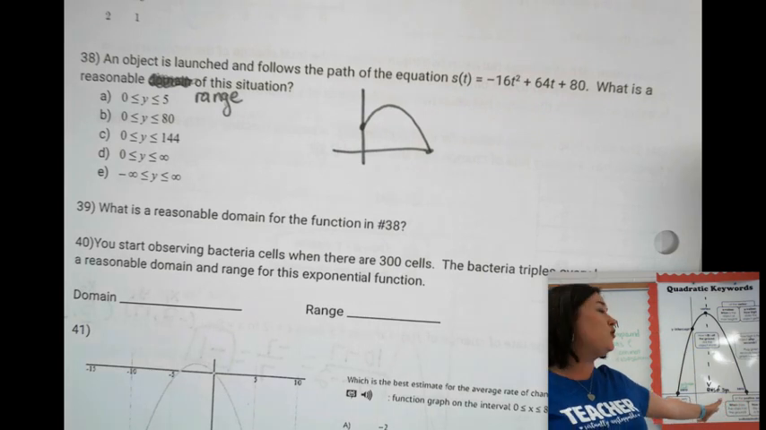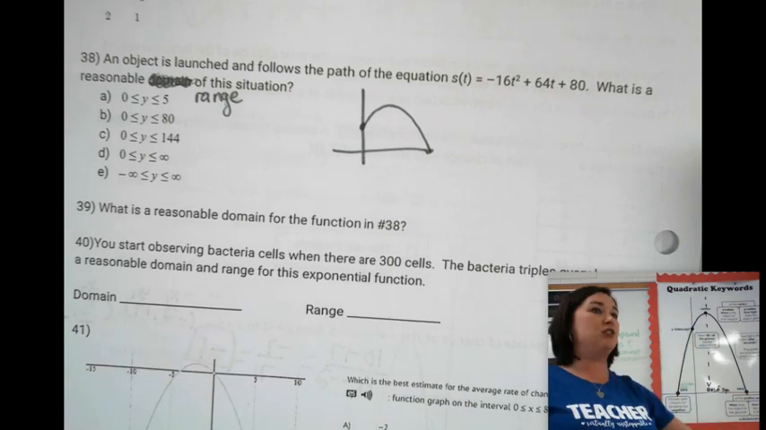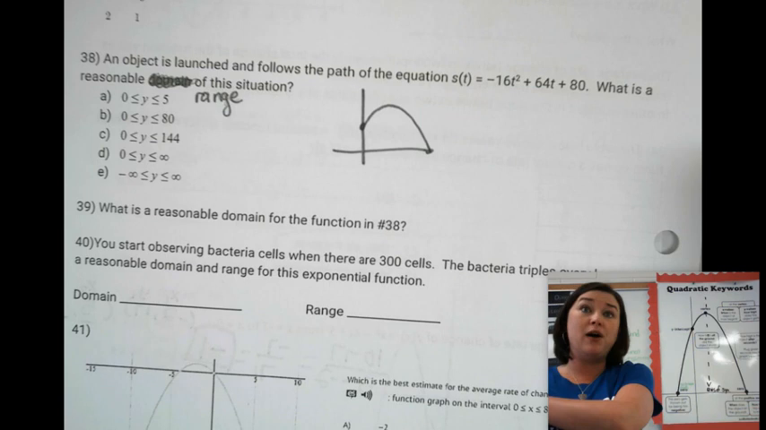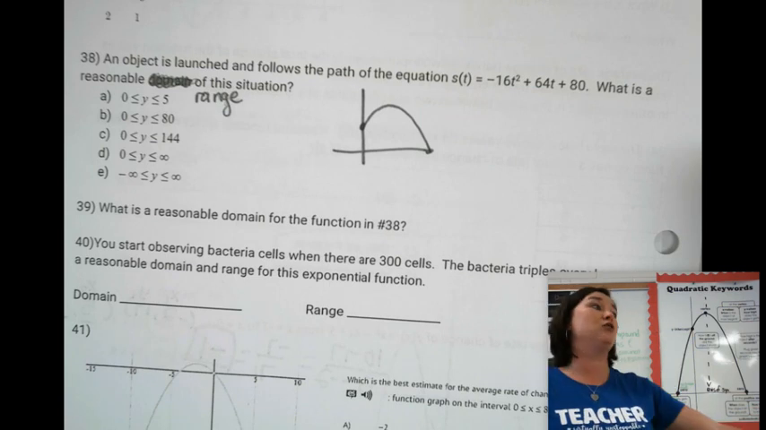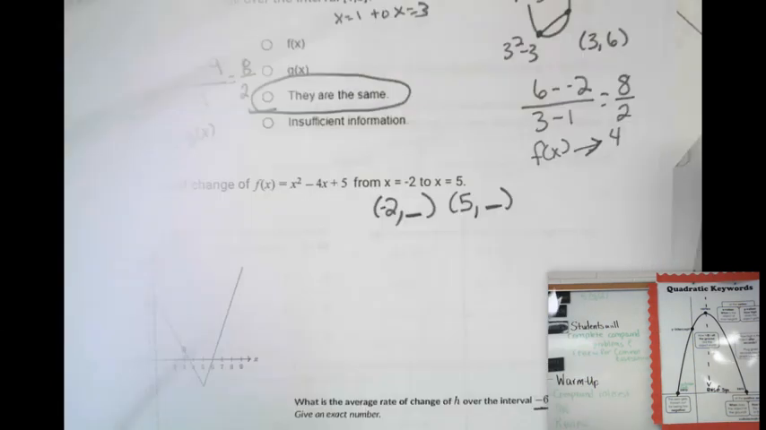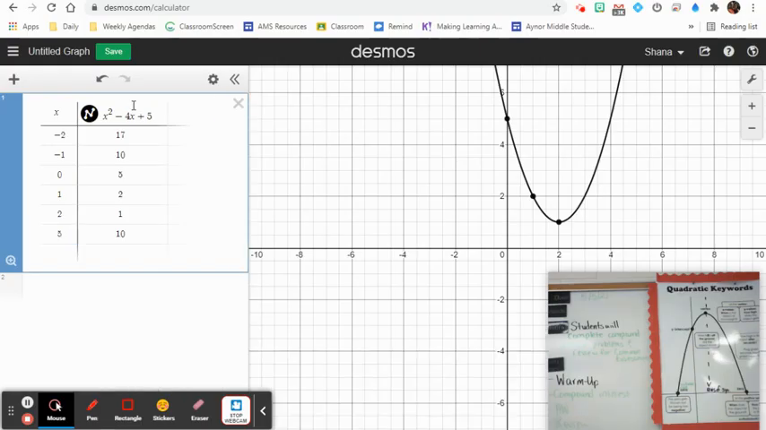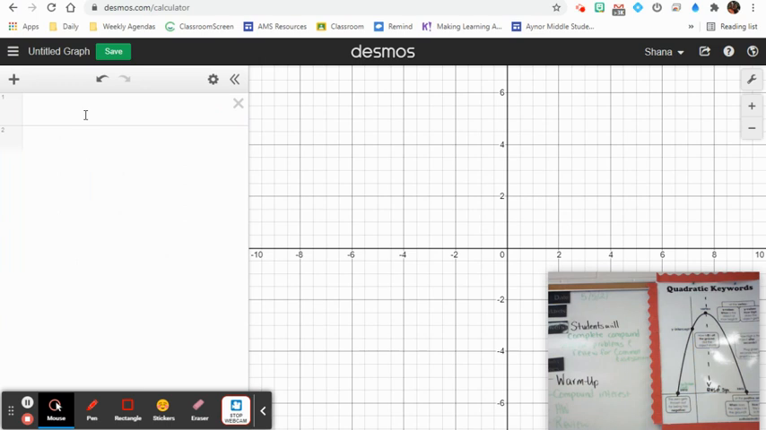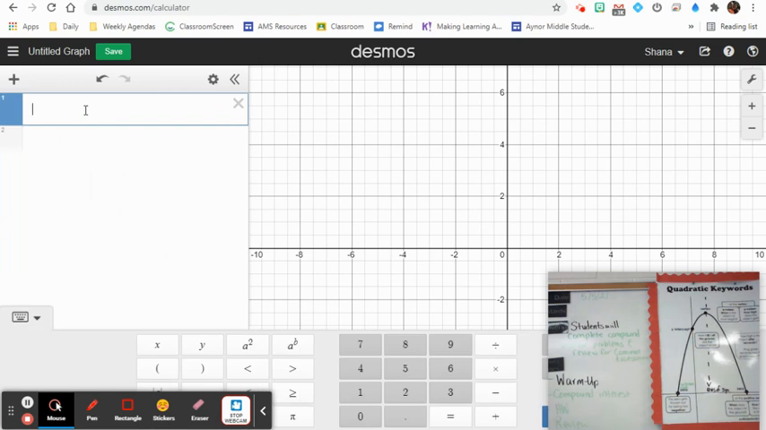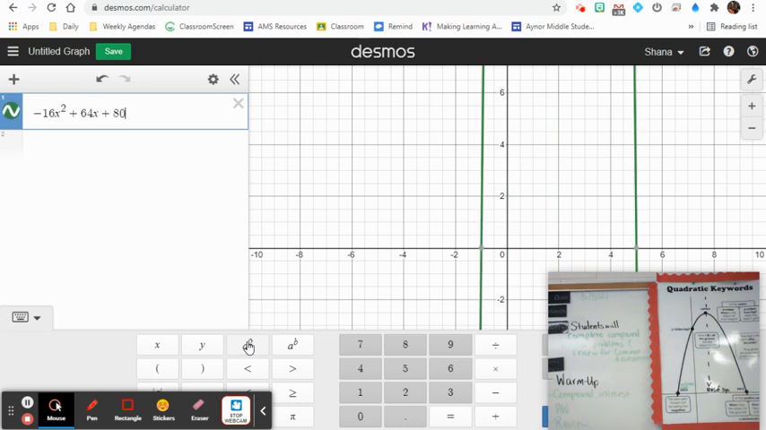So if you are launching something, it starts at the y-axis, goes up and then falls down to the ground. We don't care what it did before it started at the y-axis, and we don't care what it does after it goes through the ground. Okay? So I'm going to type this into Desmos. All right, so we got negative 16x squared. Remember in Desmos, we always use x. Plus 64x plus 80.